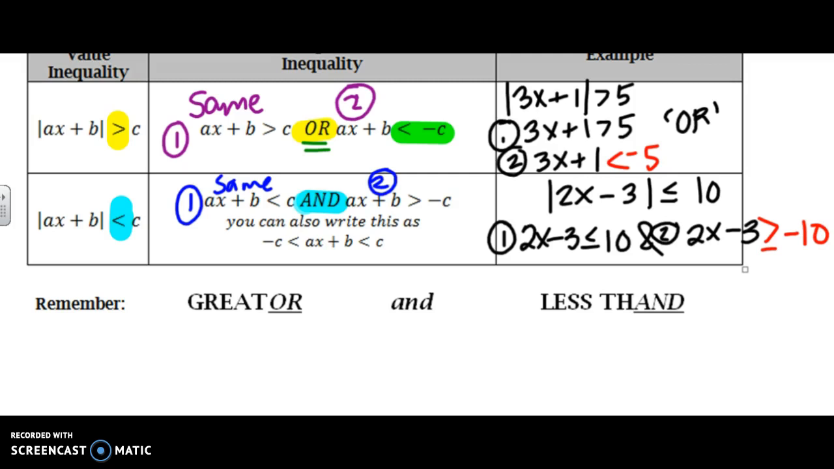Okay. What you need to remember that's important is that if the original absolute value problem says greater than, then that's an or. And if the original absolute value problem is a less than problem, then think of it as a less than.